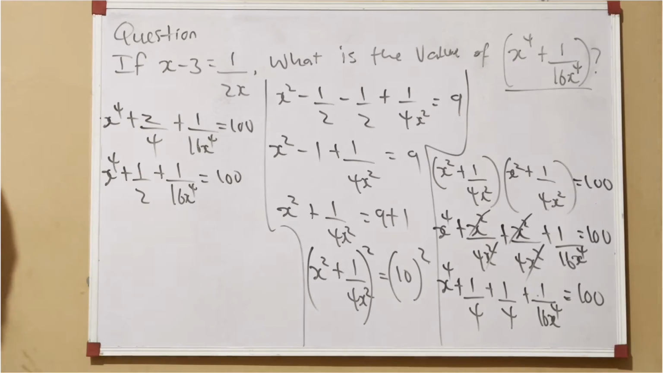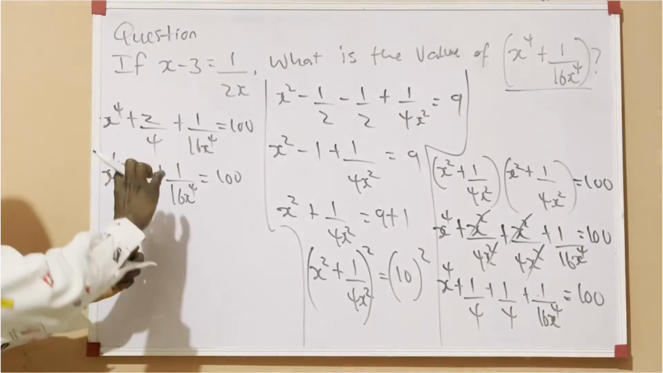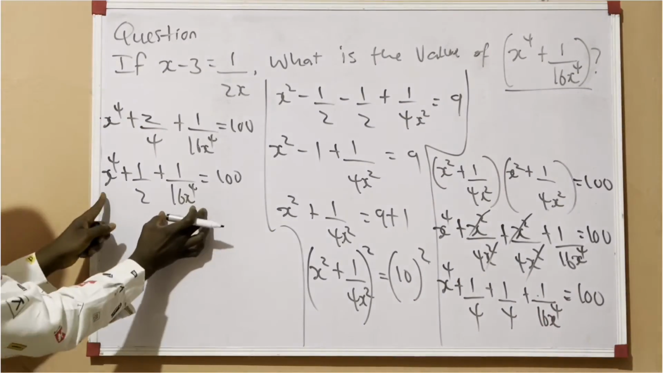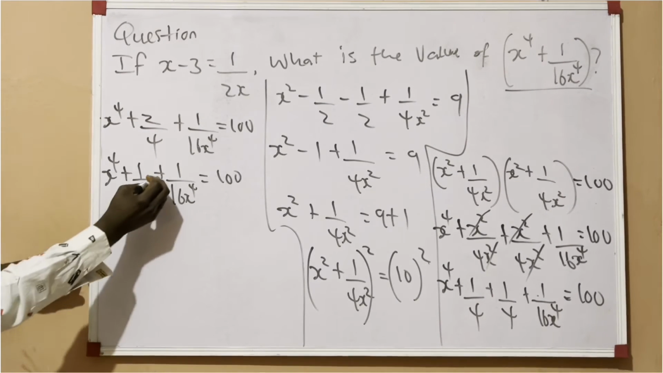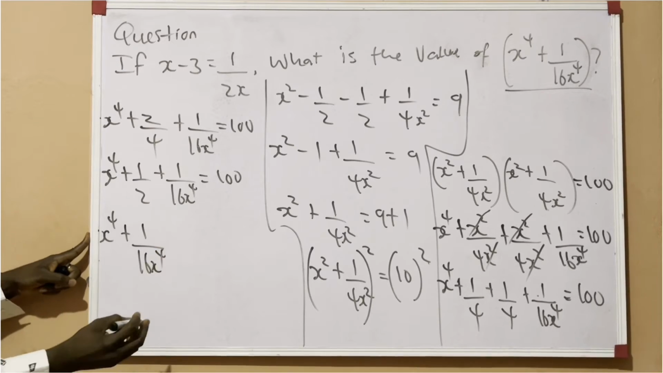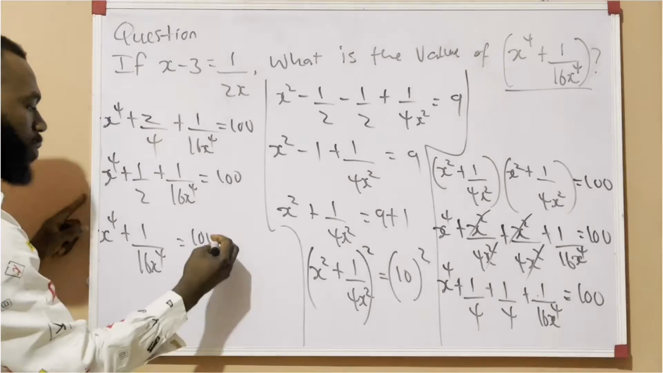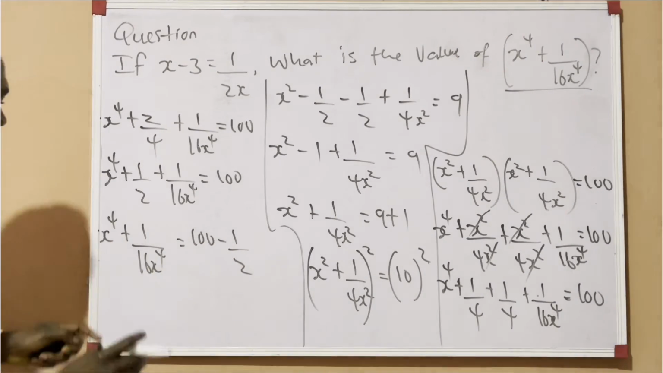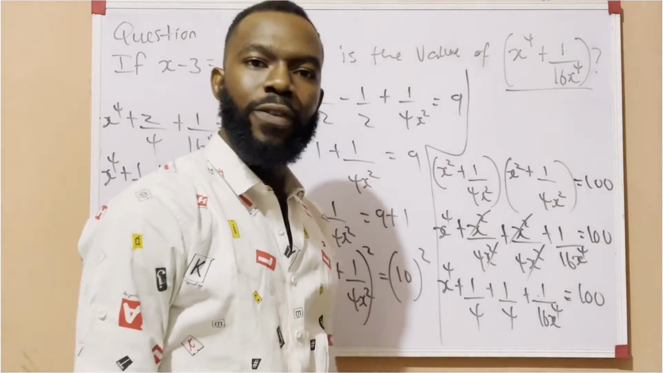Equal to 100. Now, what am I going to do? 1 over 2 will go to the right hand side of the equation. And what are we going to be left with? x raised to the power 4 plus 1 over 16x raised to the power 4 equal to 100. When 1 over 2 crosses, it becomes minus 1 over 2. And don't forget that this is what we are told to look for the value.